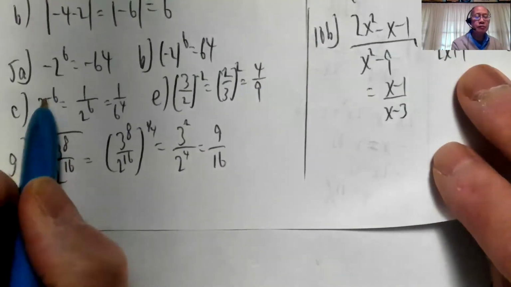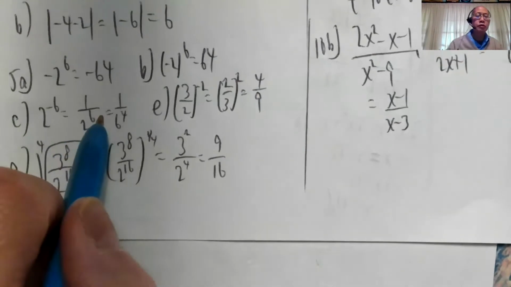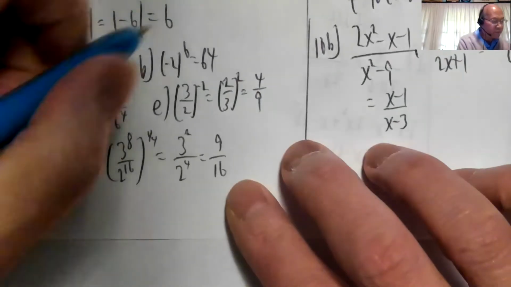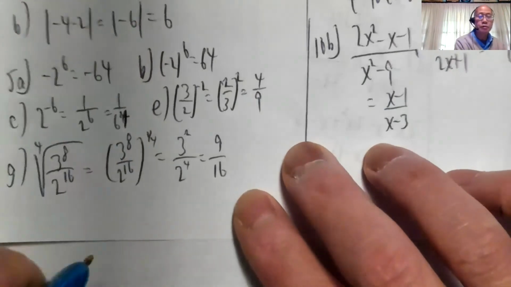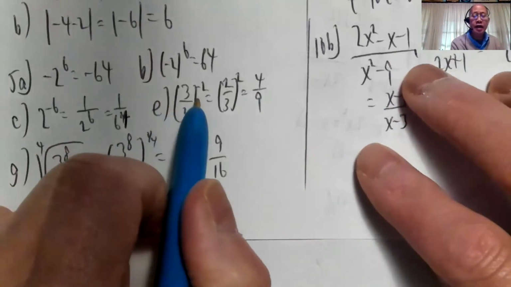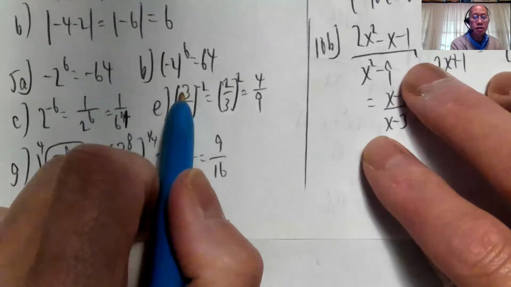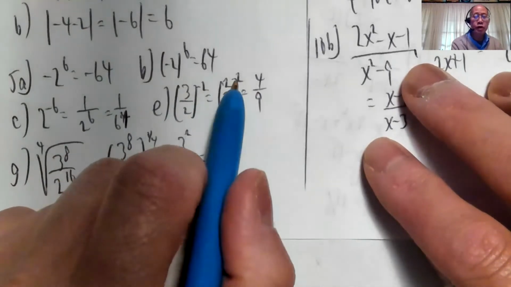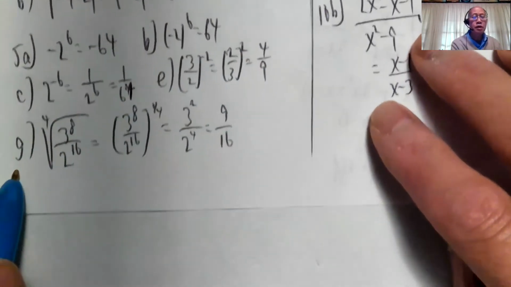2 to the -6 means 1 over 2 to the 6, or 1 over 64. That's a 64, not 6 to the 4th power. 3 halves to the -2 means flip this and make it a positive 2, so 2/3 squared, 4/9.